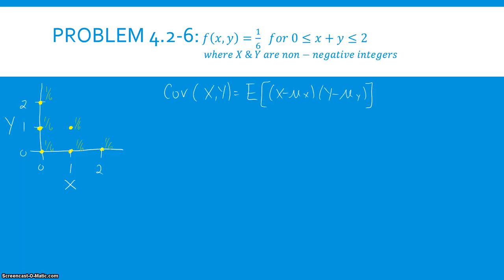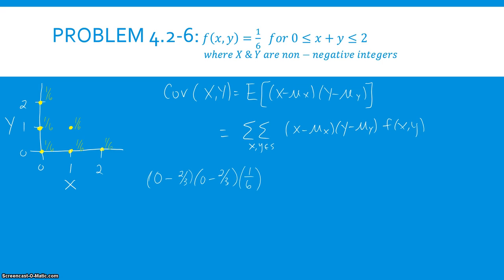Coming back to our example, I want to calculate the covariance of x and y. So I'm going to take the expected value of x minus the mean of x times y minus the mean of y. So I start with my first point. My x value is 0. I subtract off the mean of x. My y value is 0. Subtract off the mean of y. The probability that x is 0 and y is 0 is 1/6.